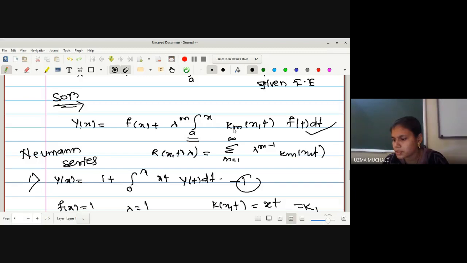Here Km of xt is there now. So here I forgot to write down the summation. You have to write here the summation, m runs from 1 to infinity, lambda raised to m Km of xt. Then you have to run the summation for every value, and then you have to find out what is the solution. Okay, try to find out this.